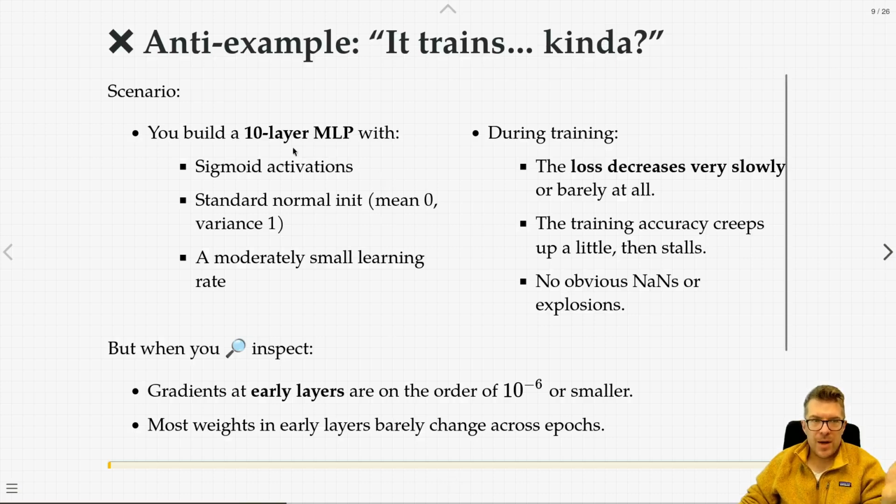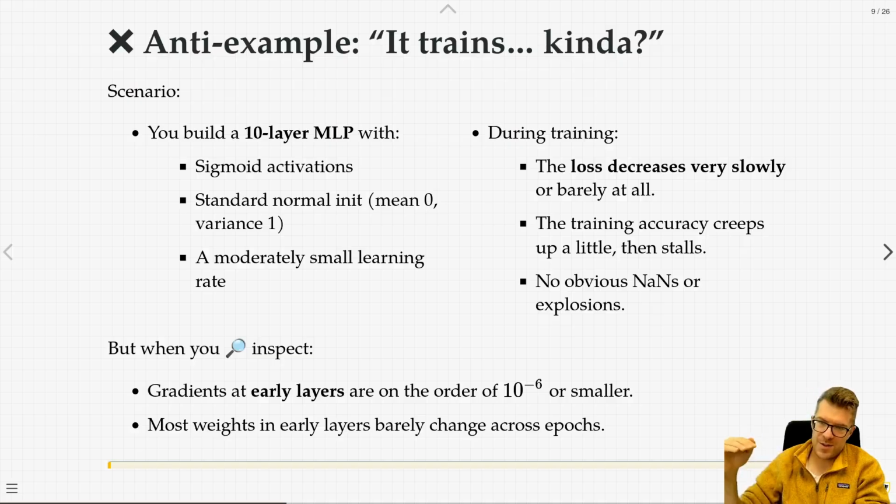So here's our example. We built a 10-layer MLP, so big L. The number of hidden layers is 10. We have sigmoid activations, so at every layer we're pushing pre-activations through sigmoid nonlinear functions. We have a standard normal initialization, so everything is mean 0, everything is variance 1 in terms of our initialized parameters, all of our weight matrices. And we have a moderate learning rate eta. And during training, in this kind of setup, our loss is decreasing, which is what we want, but it's decreasing very slowly, or it seems to be stable, or not changing out of the gate.